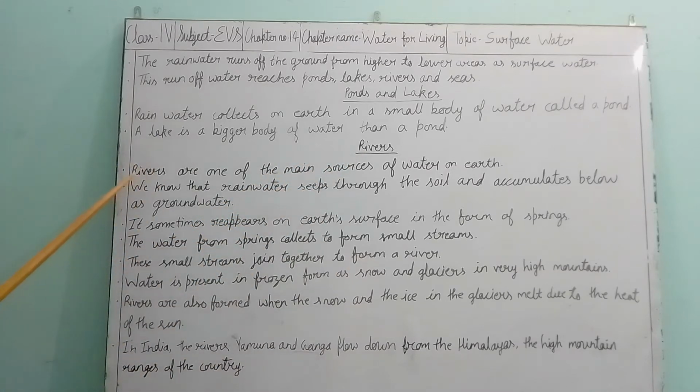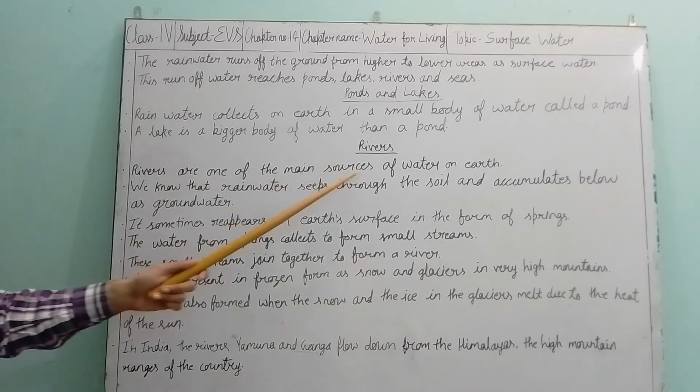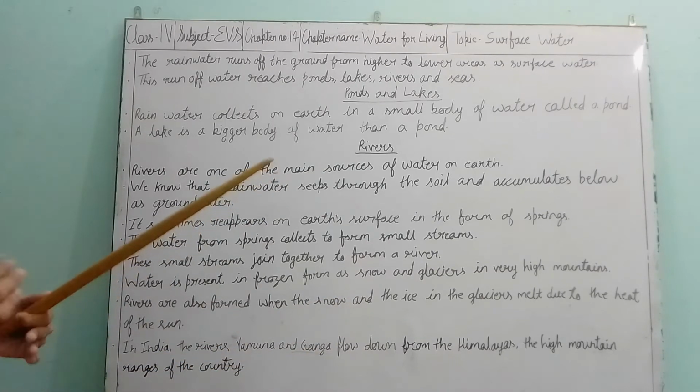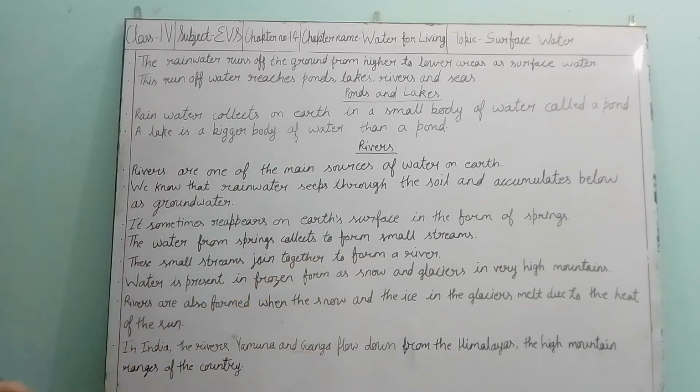Rivers. Rivers are one of the main sources of water on earth. The reason behind it is, when the rain falls, the water collects on the ground in different sources. Few of them are small, and in the summer season they get totally finished. They get totally stopped, ceased.